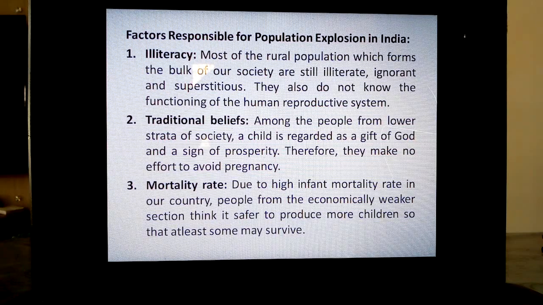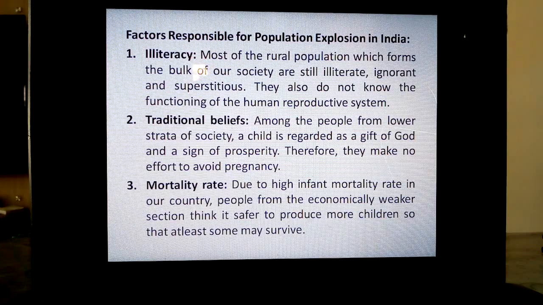They also do not know the functioning of the human reproductive system. So it will become weaker and weaker. The mother becomes weaker, the uterus becomes weaker, the last child will be weaker. That all they don't know. They continue to reproduce. Now, traditional beliefs. Among the people from the lower strata of society, a child is regarded as a gift of God and a sign of prosperity. Therefore, they make no effort to avoid pregnancy. This is one more reason.